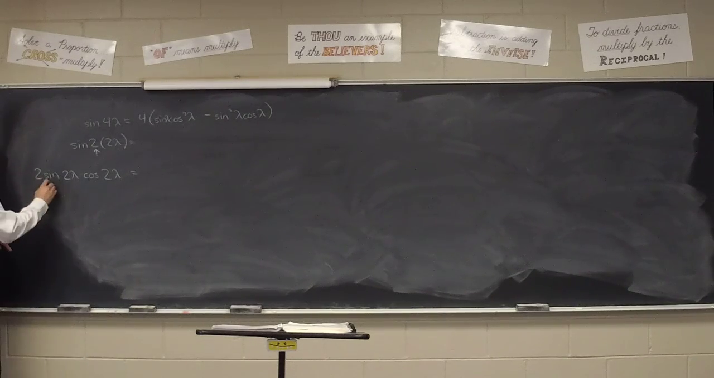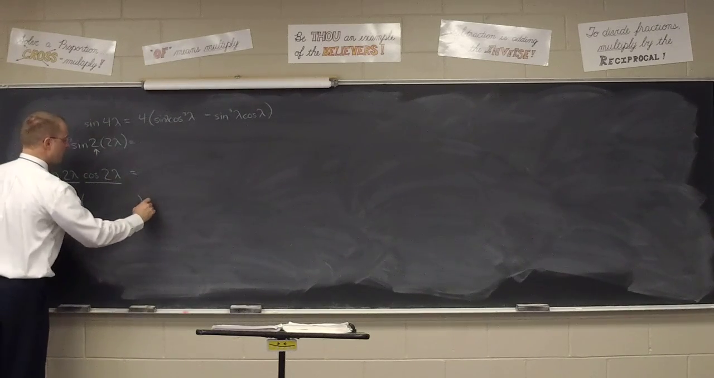Because here we go. Here's another sine double angle, and a cosine double angle, and a lonely little 2. So we're going to keep the 2. Don't mess with the 2. How do we rewrite sine 2 lambda? 2 sine lambda cosine lambda.